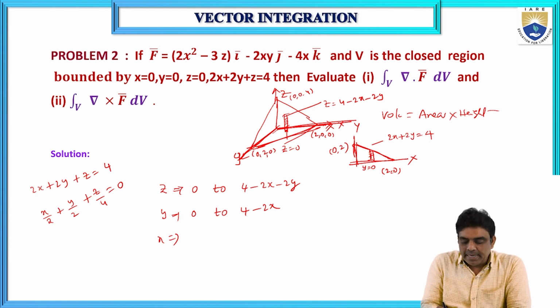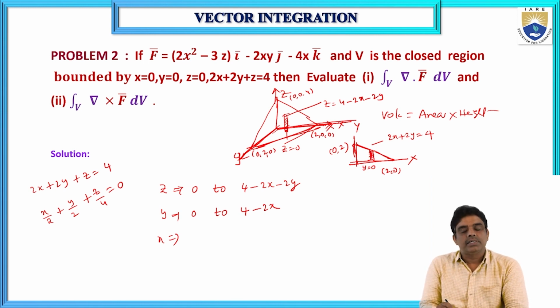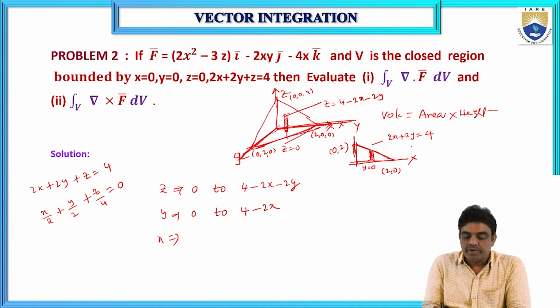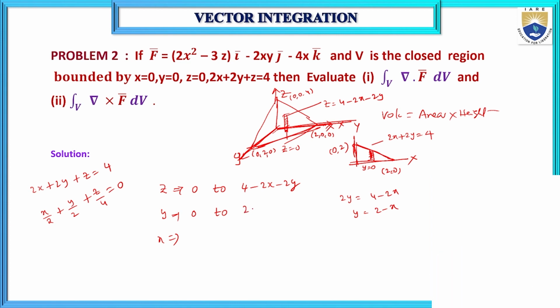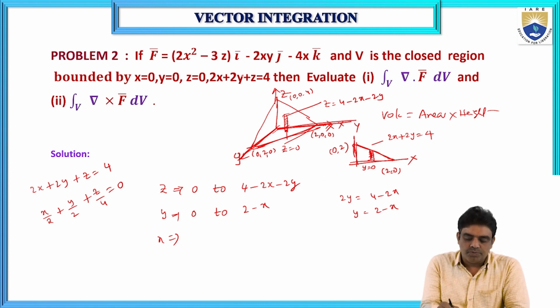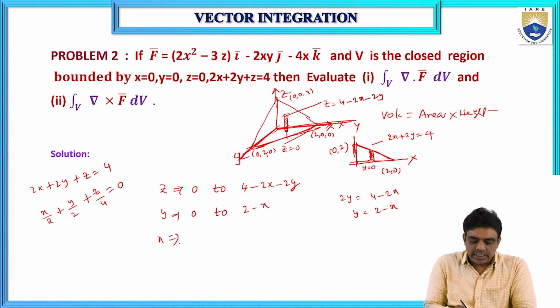So this strip area we will obtain by integrating the function between the limits y is equal to 0 and 2y is equal to 4 minus 2x, or y is equal to 2 minus x. So I can write y is equal to 2 minus x. The z is equal to 0 is the same as z is equal to 4 minus 2x minus 2y. This is the y limit and x varies from 0 to 2.